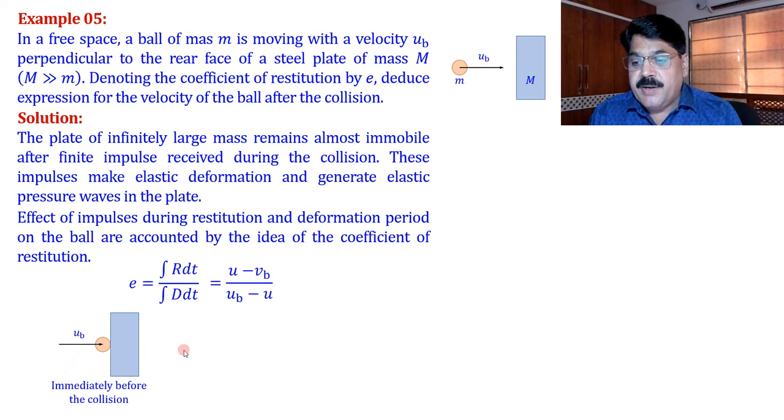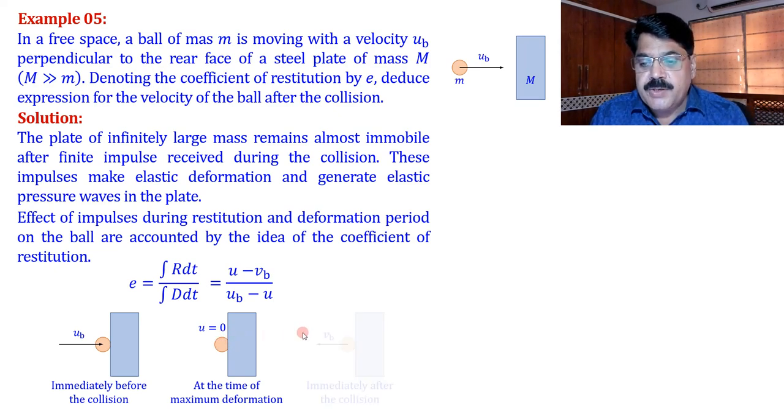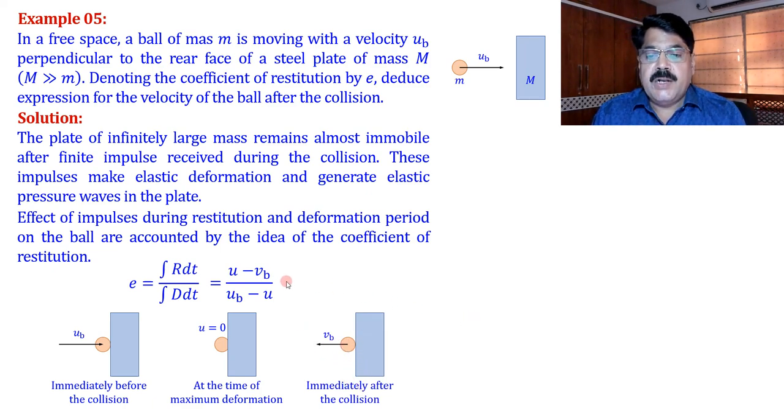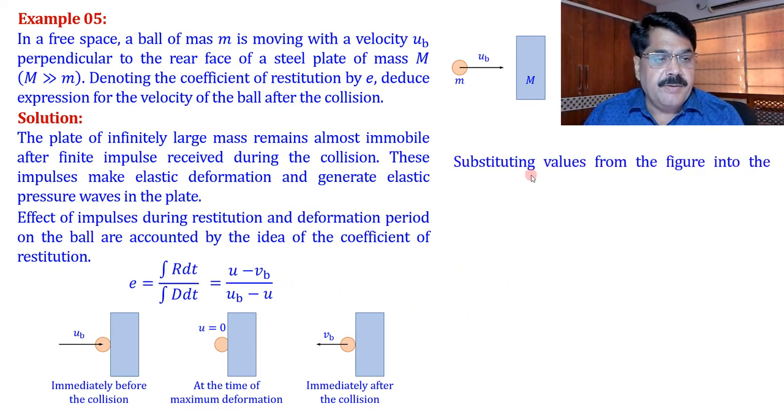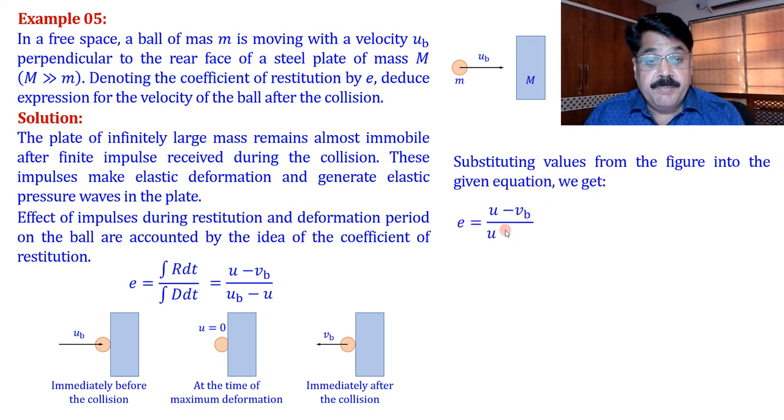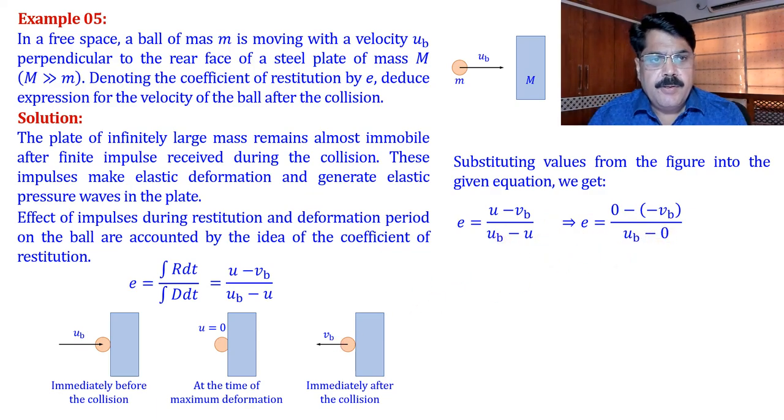So we can see that at the time of maximum deformation, the plate has almost negligible velocity, so the ball will also have almost negligible velocity. And immediately after collision, we assume the velocity of the ball is reversed. Now we substitute these values. Substituting values into the given equation, we get E is equal to U minus Vb upon Ub minus U. So put the values: E equals 0 minus Vb upon Ub minus 0. So what we get is Vb is equal to E into Ub. Here we assume the direction to be reversed.